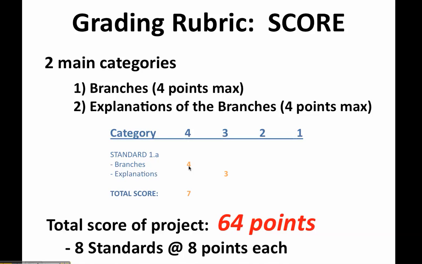So if it was standard 1.B, you met all the criteria for 4 points, then I gave you 4. And if you don't meet all the criteria but you only meet it for 3 points, then you get 3. You add those up to get 7 for that one standard. For standard 1A, that's an example.